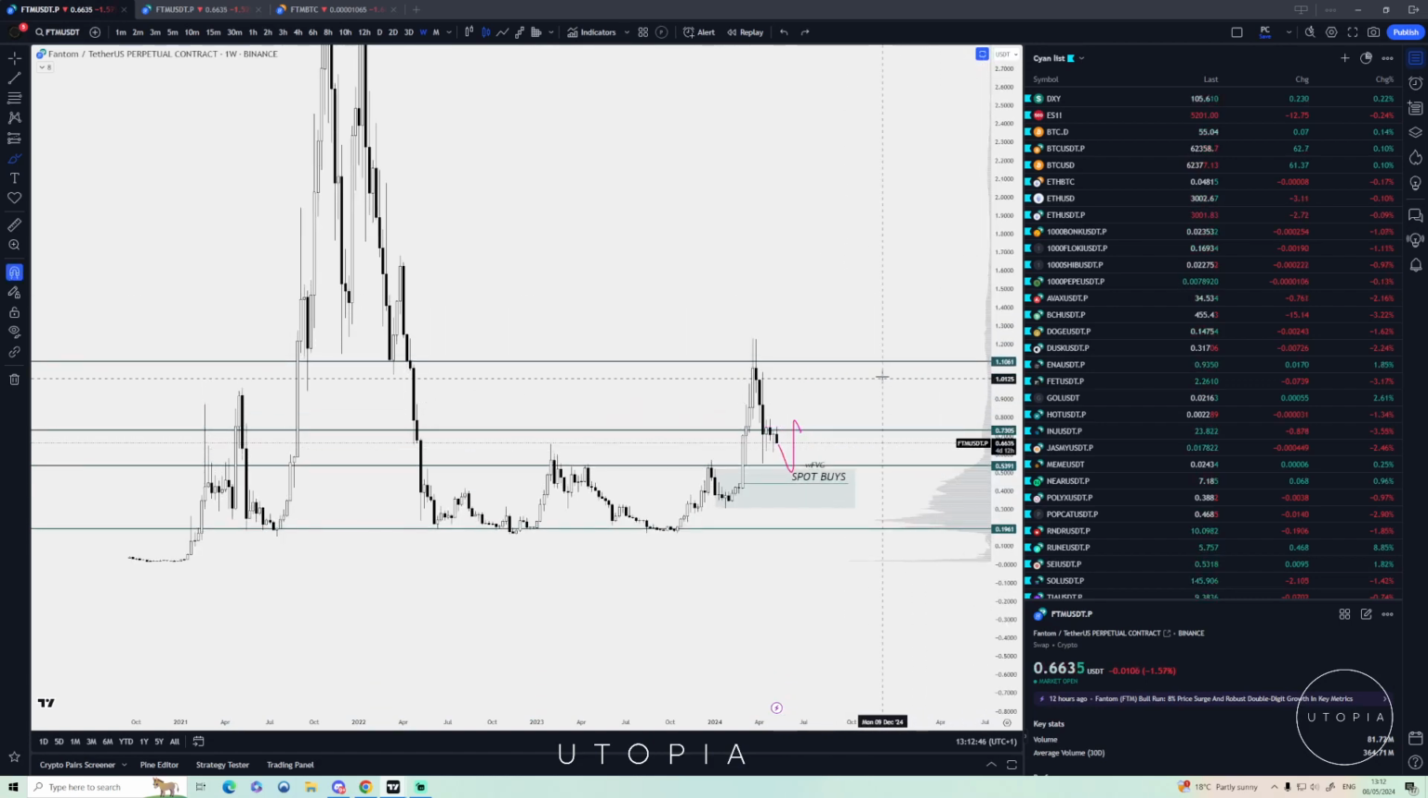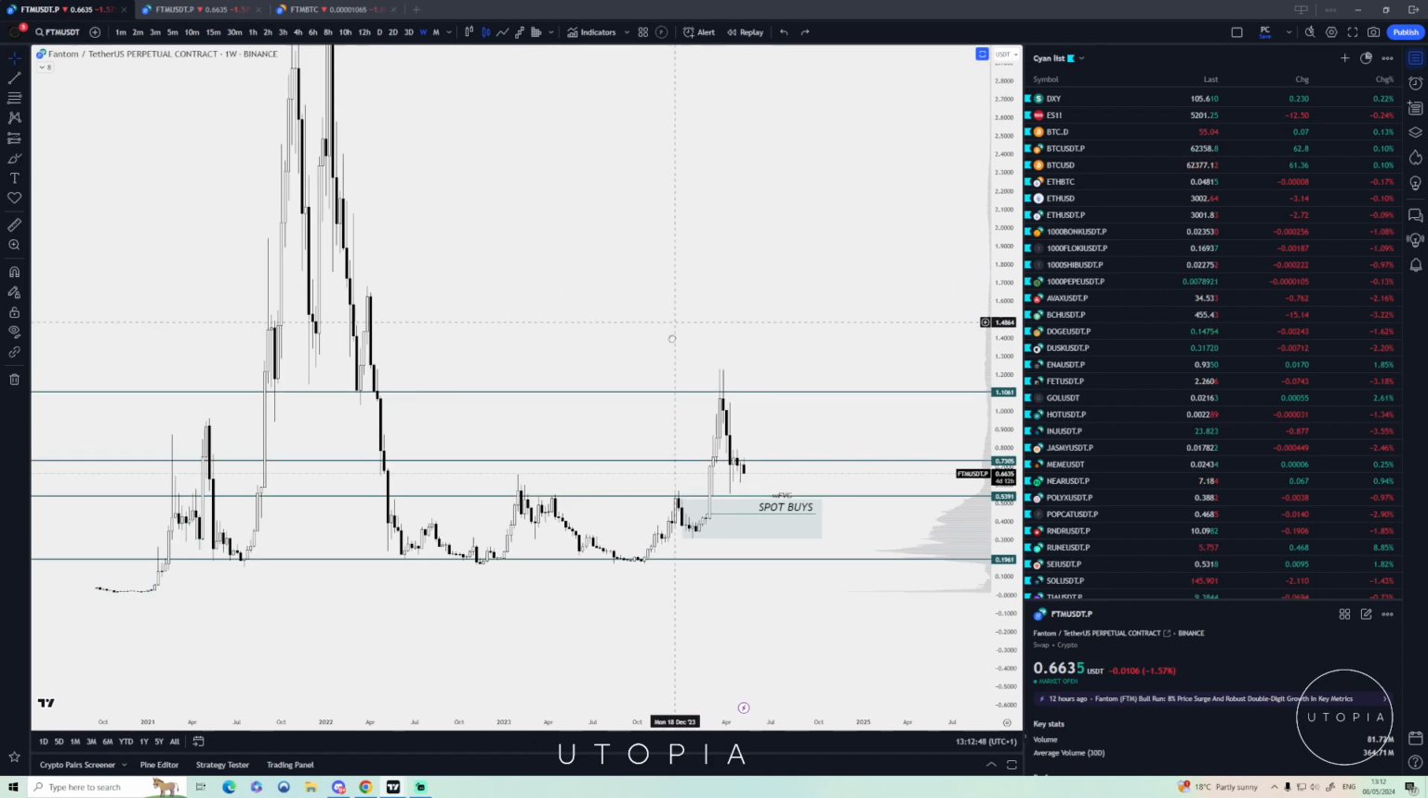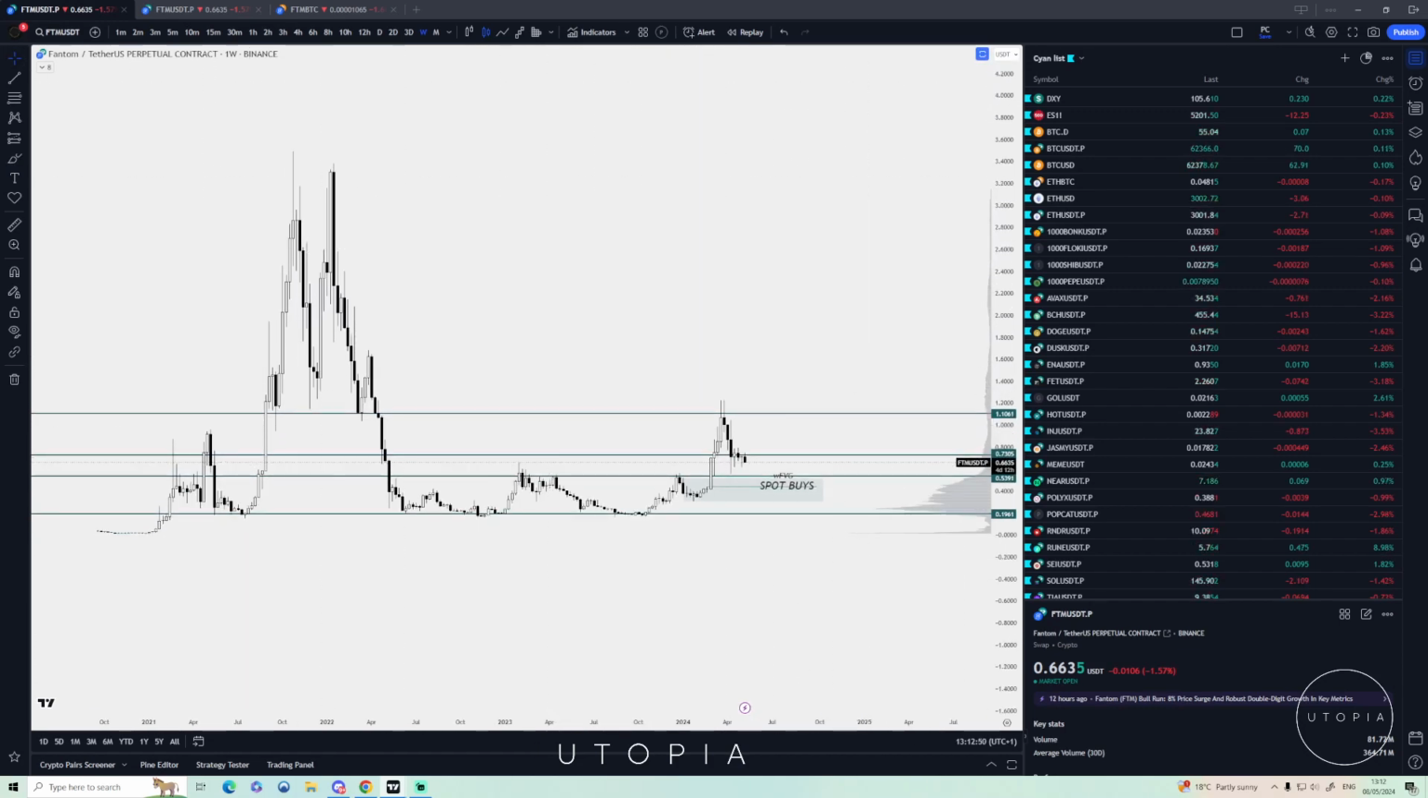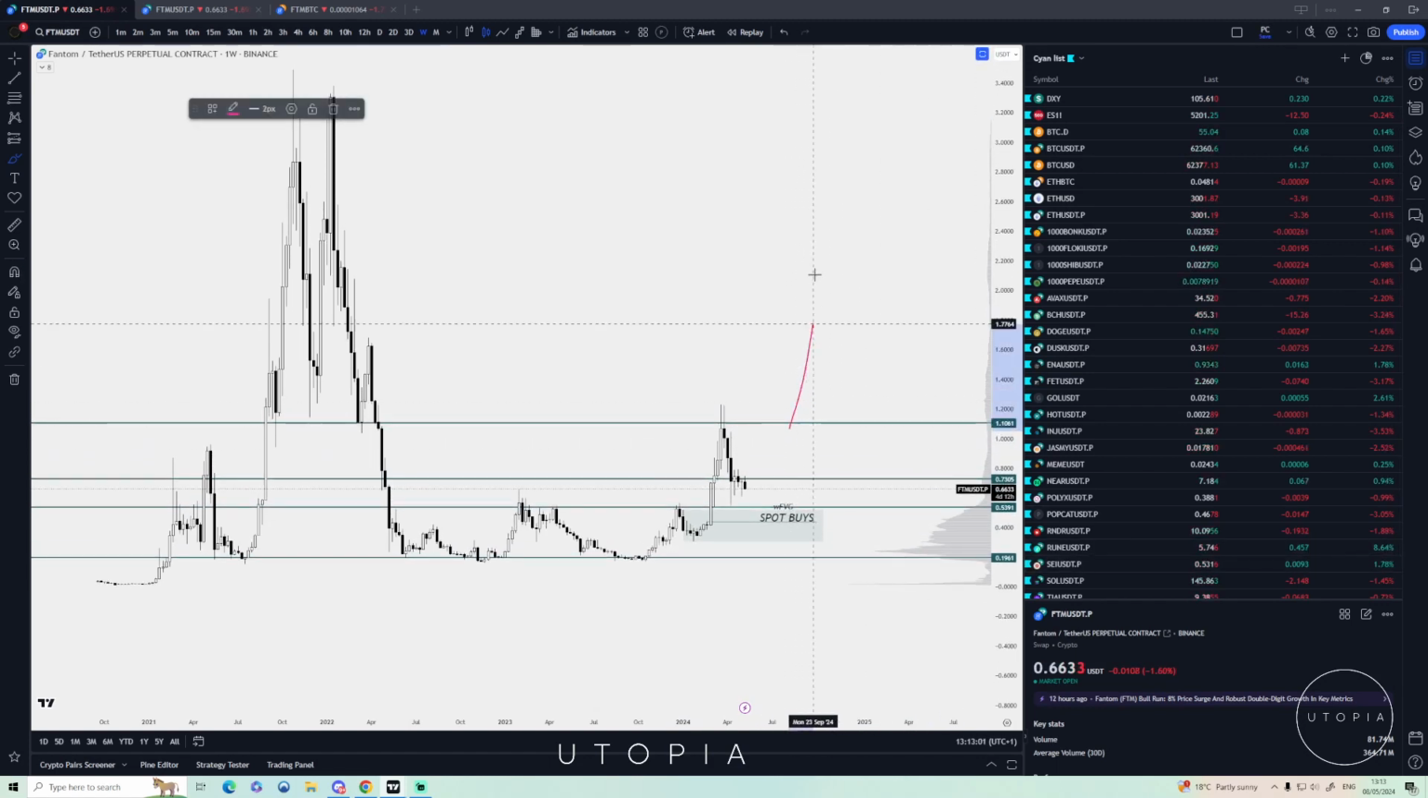And then for the higher time frame side of things, accepting above 1.1 seems important for FTM. If it's going to make a stab at a new all-time high, I think once you get back above 1.1, that can be a nice place to look for high time frame continuation. But for now, looking for a bounce towards that 0.53.